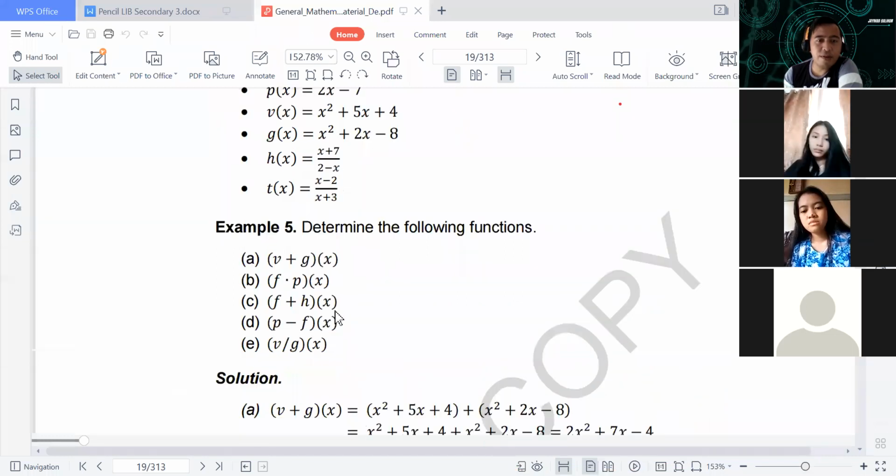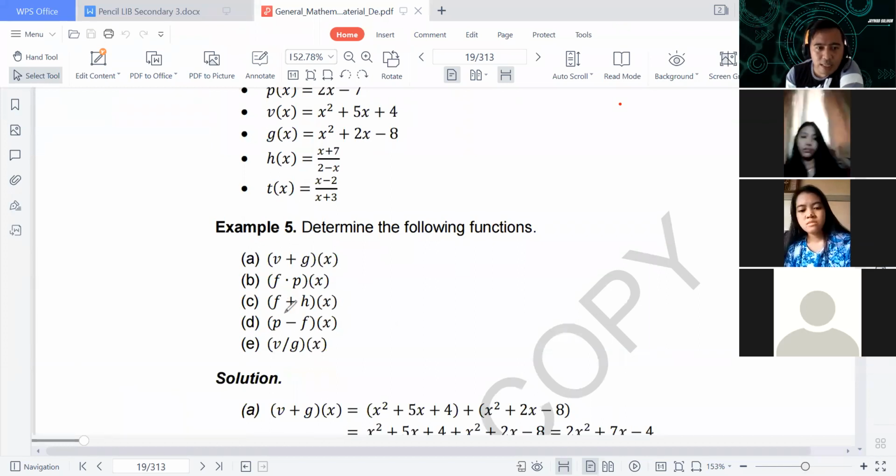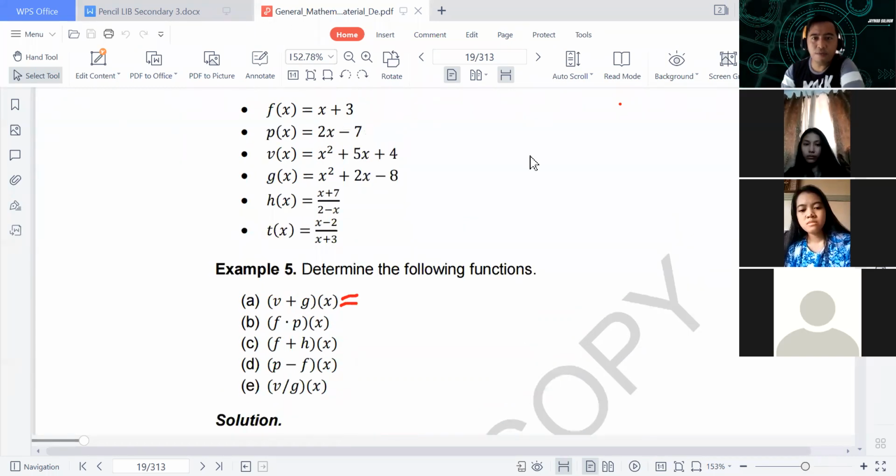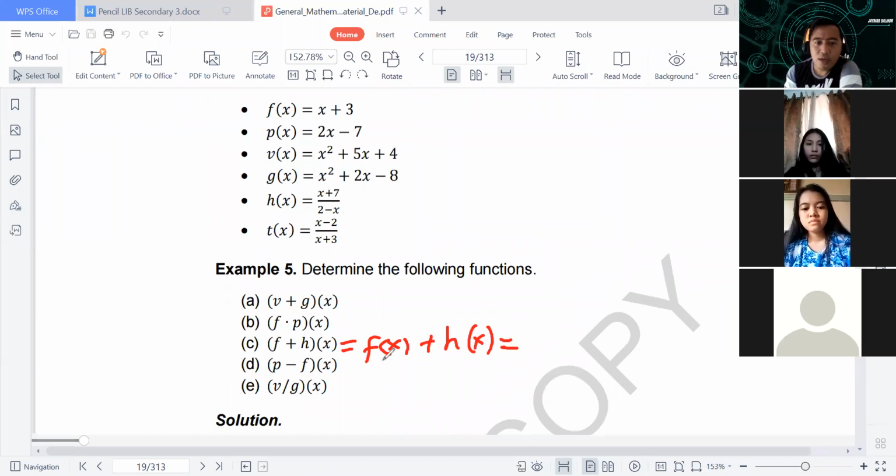Let us have letter C. In the letter C, we are asked again here to add, but this time f and h. So let us adjust it a little bit. So f and h. Our f is x plus 3, no? X plus 3. So it is now equal to f of x plus h of x. Your f of x is equal to x plus 3.